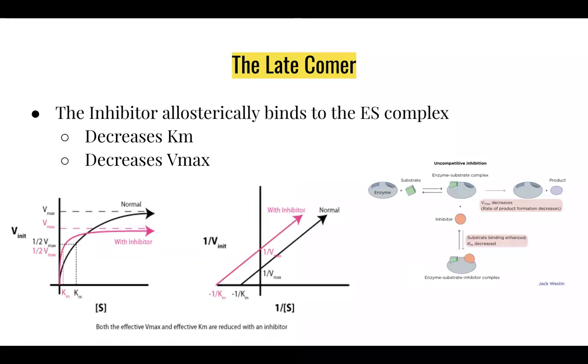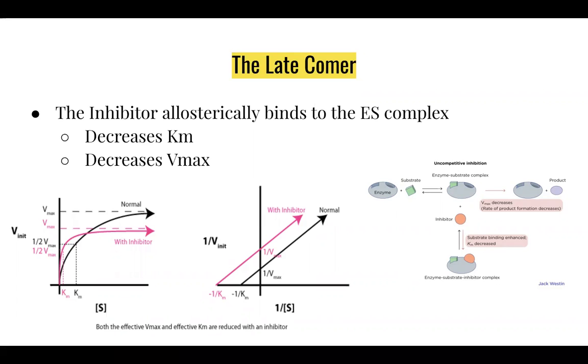Next, we have the latecomer, also known as the uncompetitive inhibitor, and it gets its name because this type of inhibitor binds to the ES complex, which is the enzyme substrate complex. So it binds allosterically, and once it binds, it decreases the Km value and also decreases the Vmax.